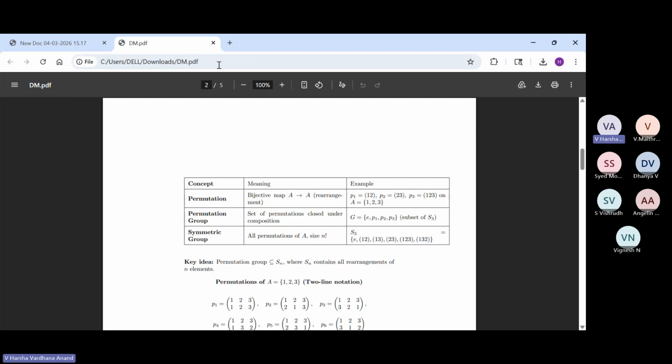For example, again, where is annotate? Yeah.